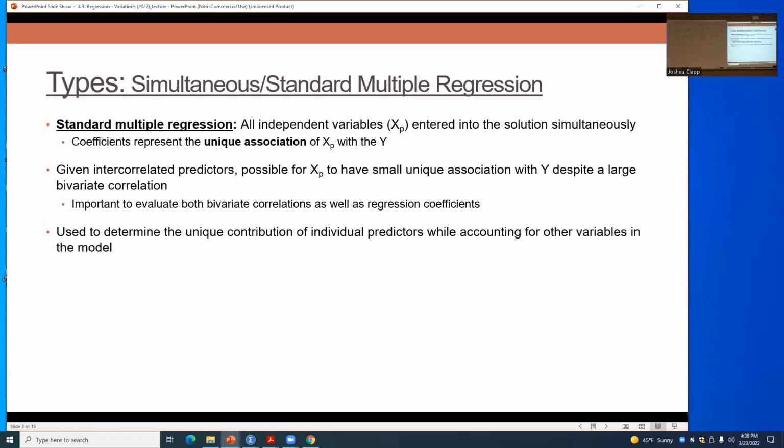Our coefficients here represent the unique association of those individual predictors with my outcome, okay? Because of intercorrelations between our predictors, it's possible for any given variable to have a small unique association with my outcome despite a large bivariate correlation, right? So Josiah, you had said, oh, hey, pain severity has a strong correlation with role functioning, right? And so we would maybe expect pain severity to come up as a big predictor of my outcome, right?